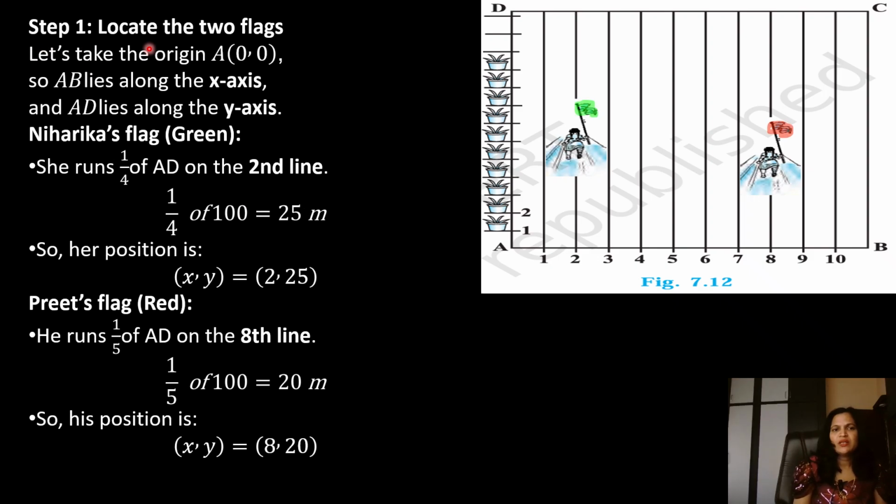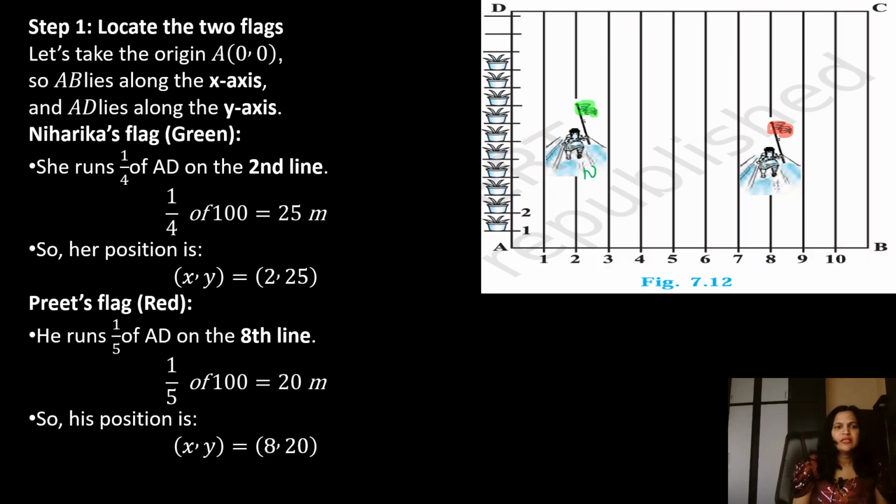So step 1, locate the two flags. We have to locate the two flags. Let's take the origin A as 0,0, so AB lies along the x-axis. AB is the x-axis, AD is the y-axis. Niharika's flag is green.